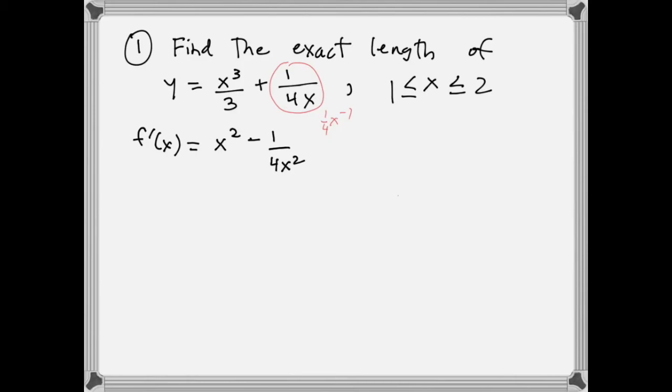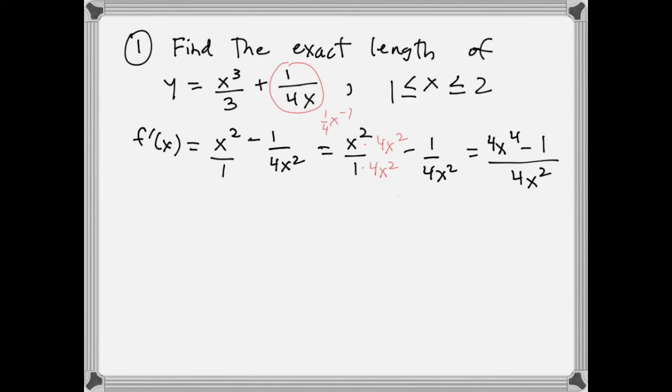Now, what I'm going to do is I'm going to actually combine these two fractions together, right, using algebra. So what would this be? So I know that if I have x squared over 1, the lowest common denominator is 4x squared. So I'm going to multiply this by 4x squared and this by 4x squared. And so what I end up with is 4x to the fourth minus 1 over 4x squared. That's what we get.